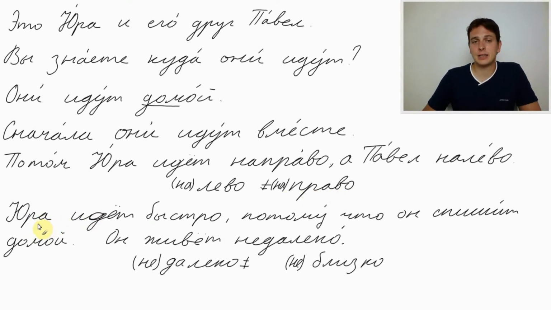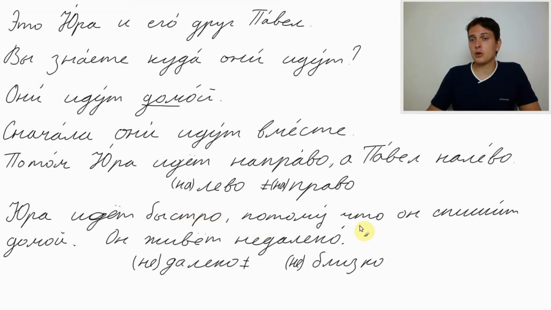Yura is going fast. Try to read the sentence. This is a bit longer sentence. Юра идет быстро. Fast, быстро. Потому что он спешит домой. Юра идет быстро, потому что он спешит домой.